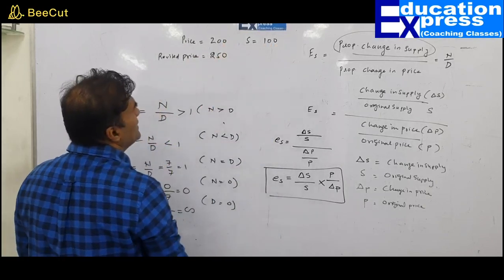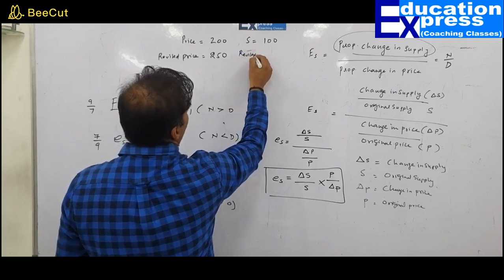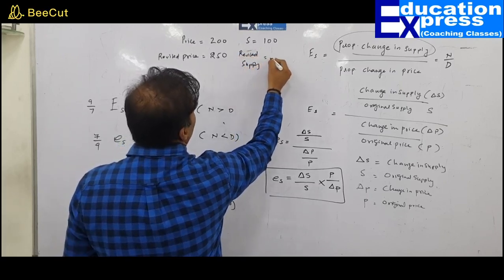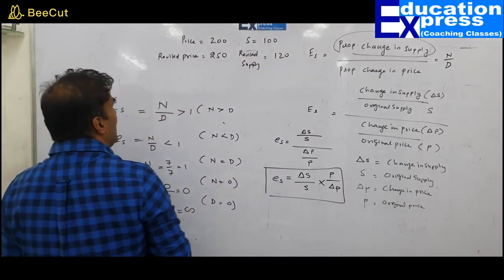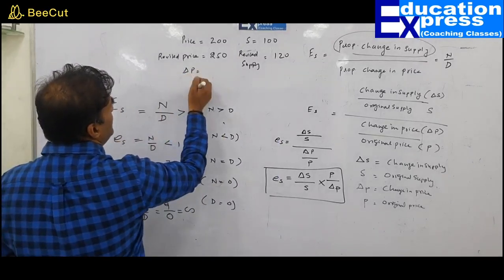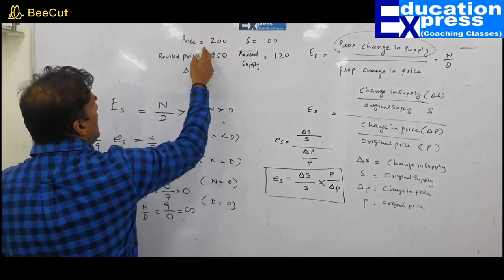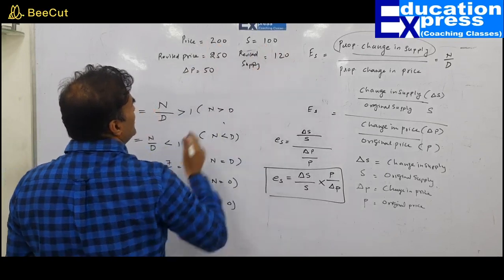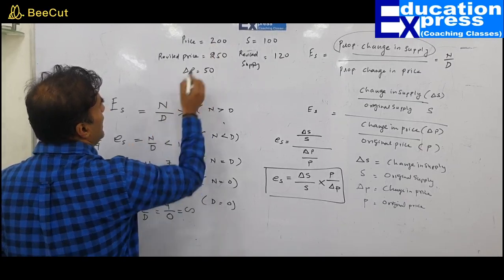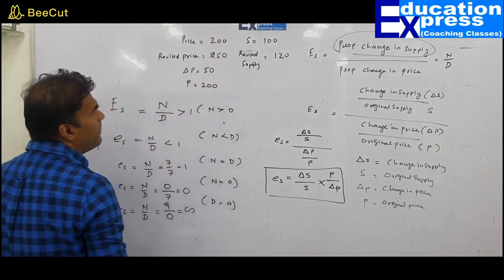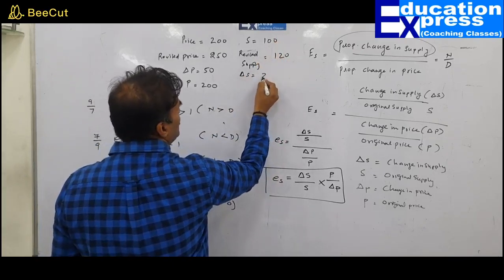Because of the rise in the price, the producer will tend to supply more, a revised supply of 120 pizzas. So from this illustration, can anyone tell me what is the change in price? Change in price is 250 minus 200, that is 50. As price has gone up, supply will rise. It has risen. What about original price? That is 200. Change in supply: earlier it was 100, now it is 120, so change in supply is 20.